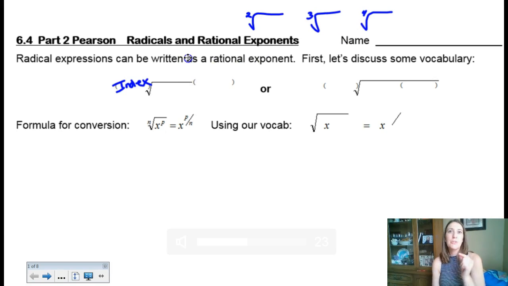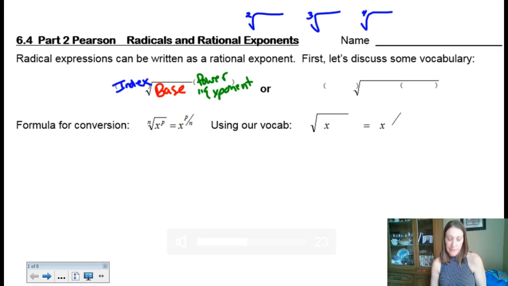So make sure you understand that this is a tiny little superscript, almost like an exponent, in the index position. Do not write it like this, because that means 3 times the square root. That's not what you intend if you're trying to write cube root. And then underneath the radical symbol, you're going to have some form of a base. The base could be a number, it could be a variable. And then up in the exponent, this is referred to as the power, or some people refer to it as literally the exponent, okay?